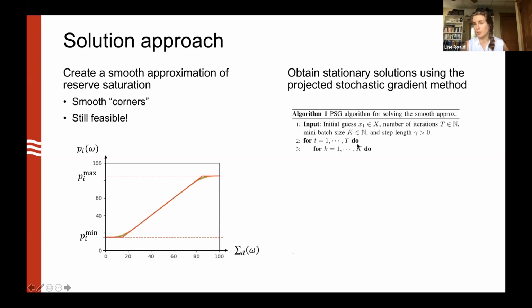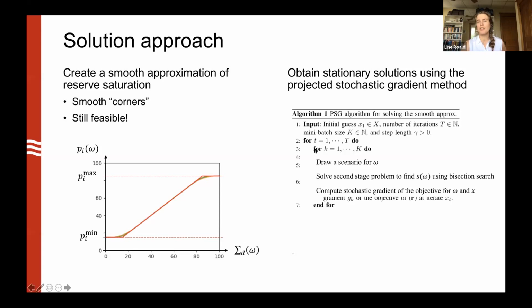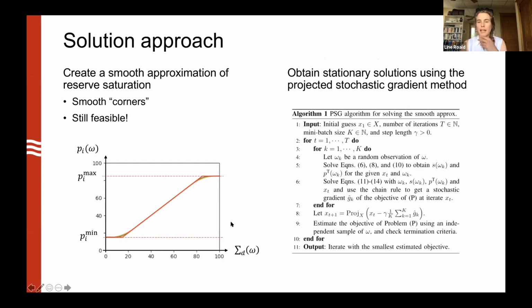So we go through each of these iterations, and then we go through each sample in our mini batch. For each of these cases, we draw a scenario for omega, and we solve a second stage problem using bisection search. This is how we find this variable S of omega. And then we compute the stochastic gradient of the objective function given our omega and x. I had simplified here a little bit. There are a little bit more details in the description in the paper.